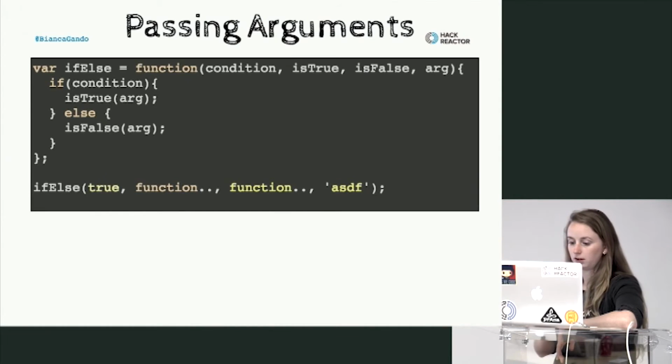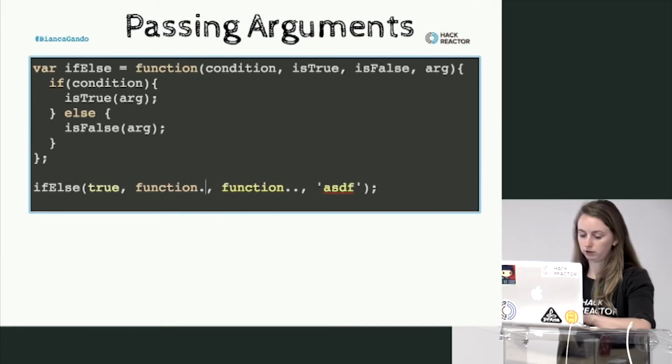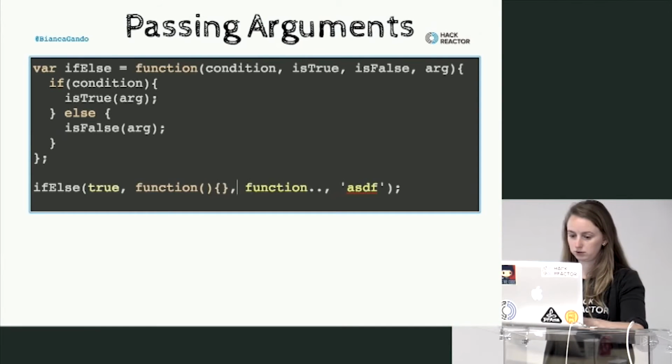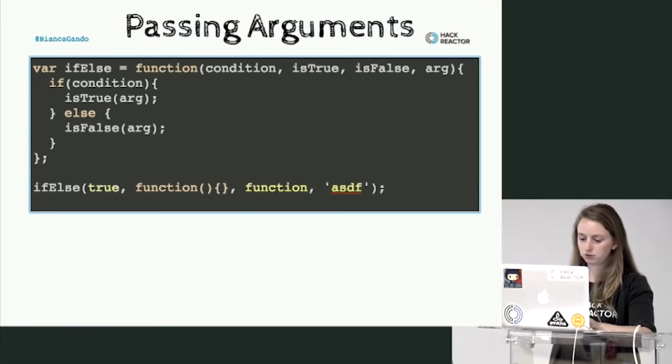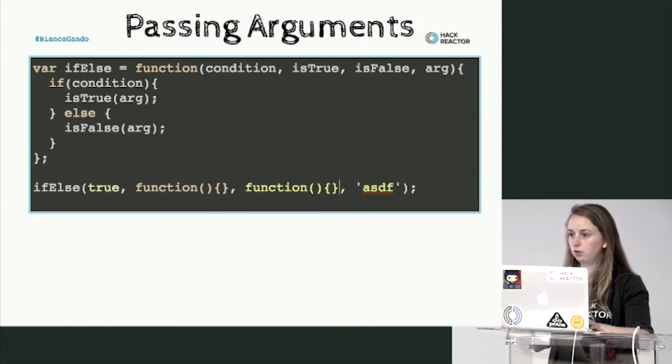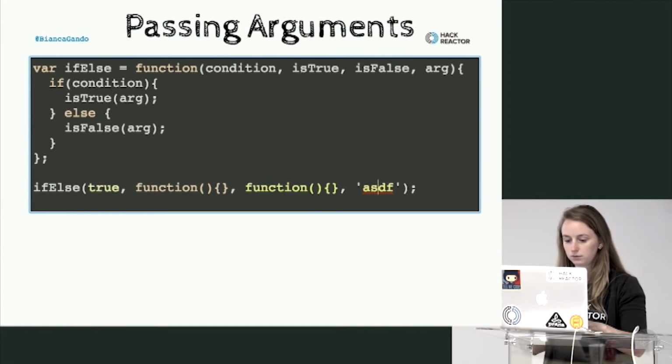Exactly. Can you explain why we have to define the arg variable? Why couldn't we just pass in the parameter at the time of calling the is true function? Like here, you mean? So if we had this function here, and then you put the ASDF in the function invocation.